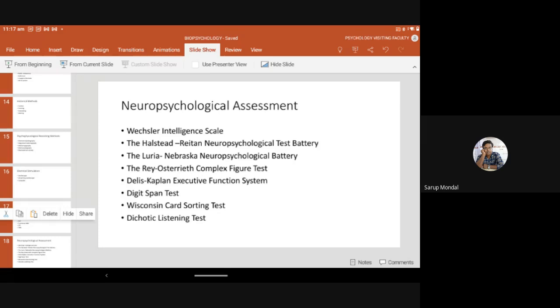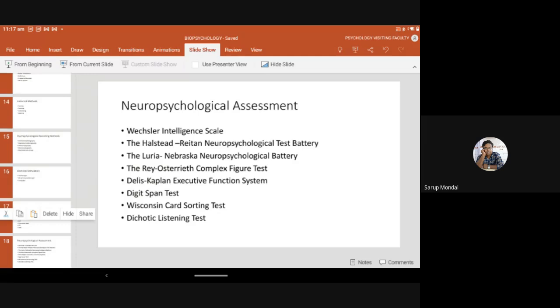Why a non-verbal memory test? Because it is mostly a test to assess visual perception. That means an individual who cannot speak will also be able to do this type of test. So this is a complex figure test, and you have to assess it, just like a puzzle box. So a person who cannot speak can also easily solve this type of test.